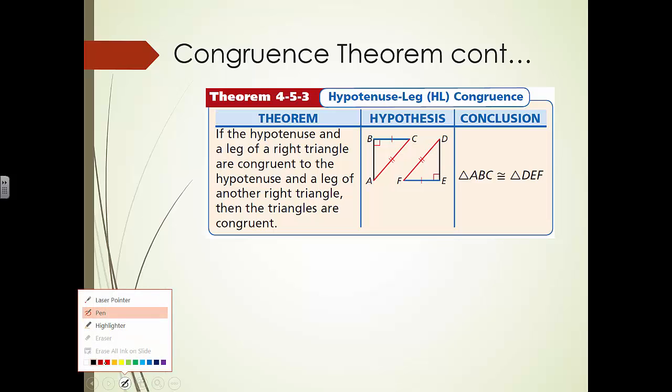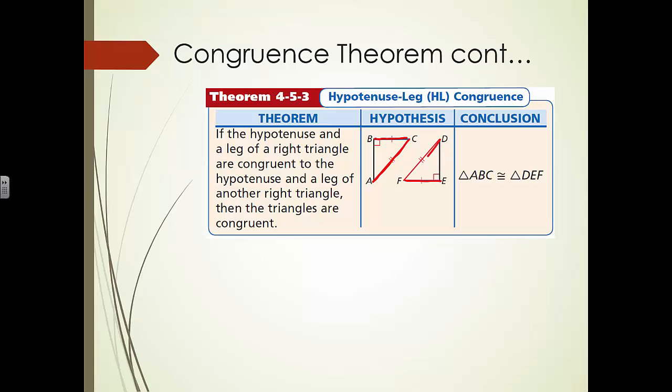Remember, the hypotenuse is the side across from the right angle. So we have leg BC congruent to leg FE in this right triangle. We have hypotenuse AC congruent to hypotenuse FD in the two right triangles. And because they are right triangles, the hypotenuse-leg theorem says that those two triangles are congruent. Again, this is a theorem, so it can be proven.